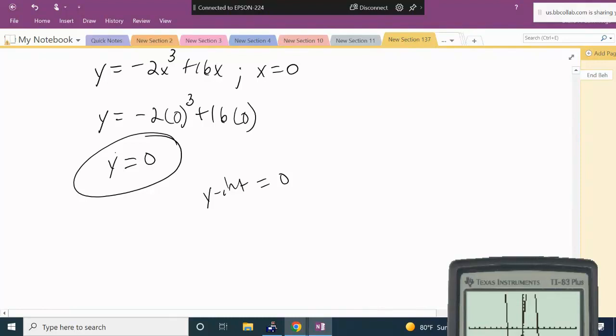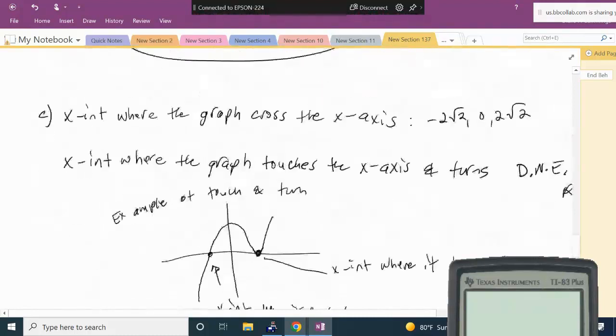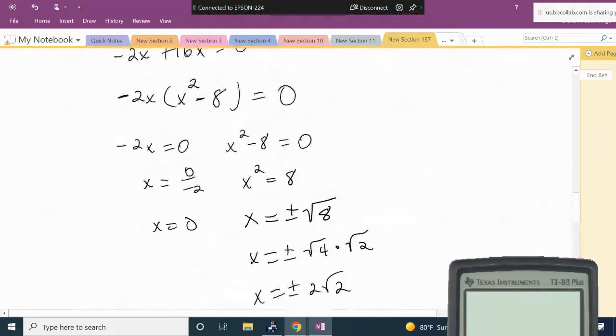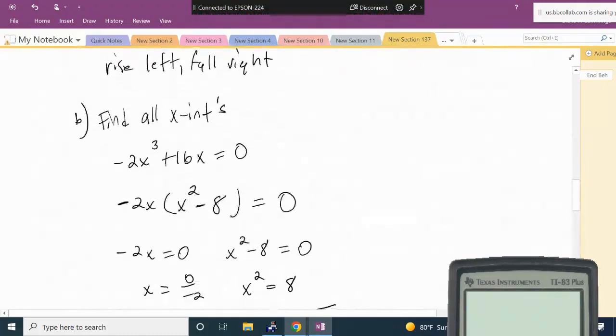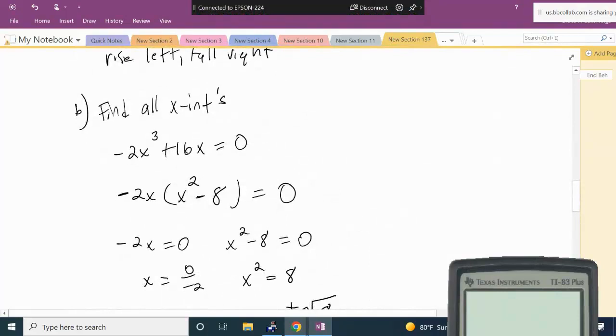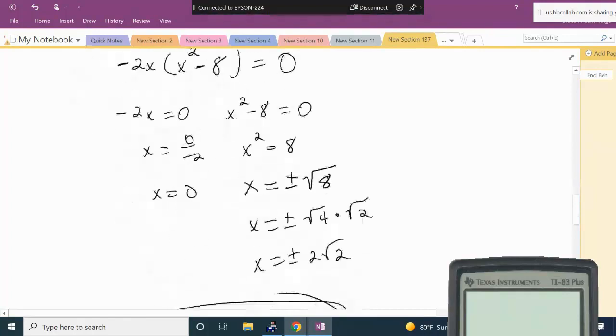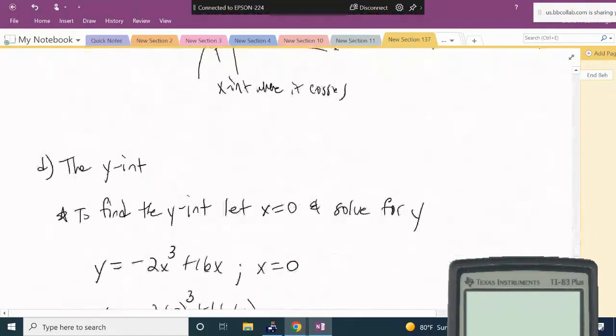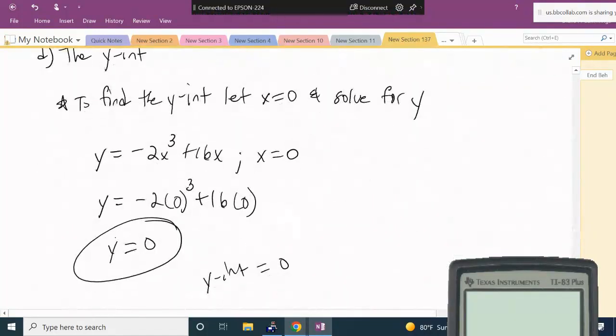All right, so in order to find the x-intercept, you let y equal 0 and solve for x, which is what we did for the first part. We just set it equal to 0 and solve for x. In order to find the y-intercept, we let x equal 0 and solve for y.